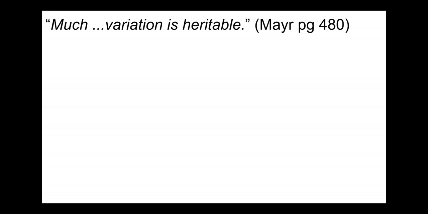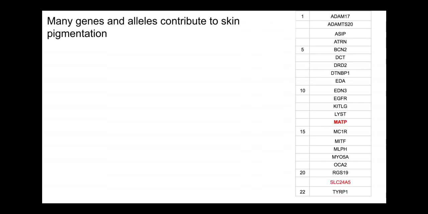So much variation is heritable. So to continue on with skin pigmentation, there are a large number of genes that have been associated with variation in skin pigmentation. Here's a list of 22 from a recent publication. And many of these genes have multiple alleles. So depending on which alleles of which genes you have in combination will determine your exact skin pigmentation.